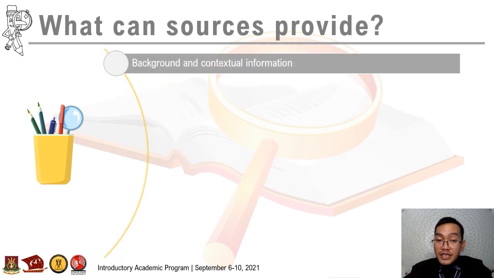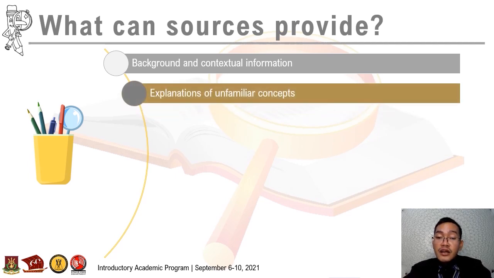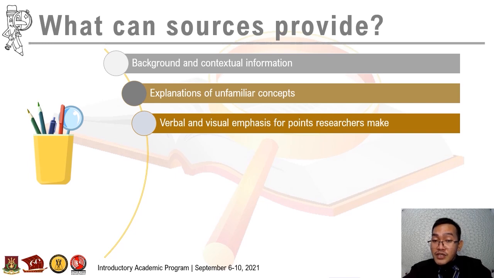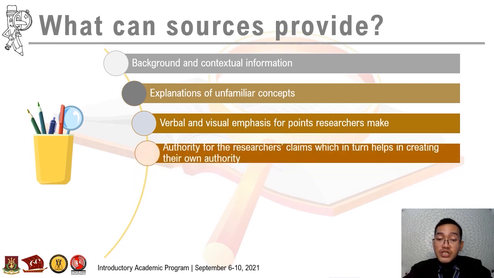First, background and contextual information about your topic, explanations of unfamiliar concepts, definitions of technical terms, for example, verbal and visual emphasis for points researchers make, all right, to support the points that you will make in your paper. And then authority for the researcher's claims, which in turn helps in creating their own authority. So you do not become an authority in a particular field or topic if you don't consult authorities that came before you. So you need their help and support as well. So you use their published works.